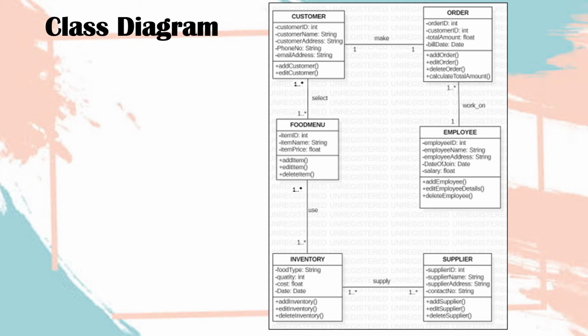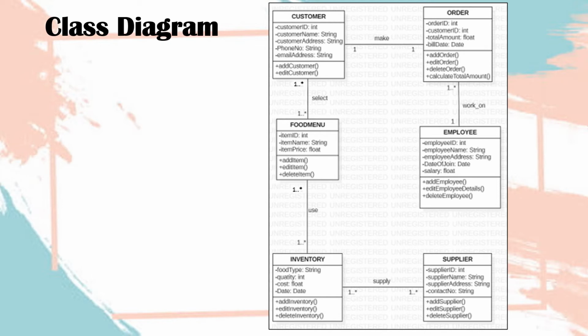In the order table, they have 4 attributes which are order ID, customer ID, total amount, and bill date. The data type for order ID and customer ID are integer. However, total amount is float, bill date is date. The operators for order are add order, edit order, delete order, and calculate total amount.